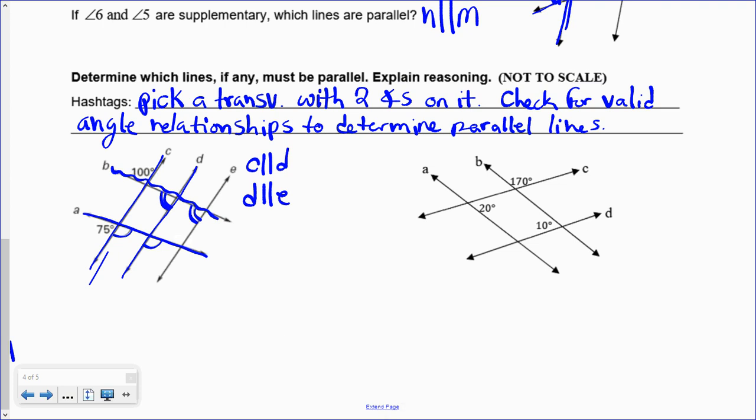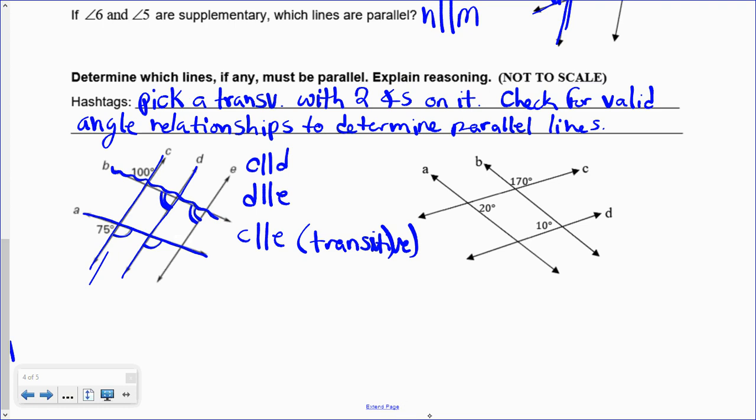Let's pause for a second. Just based on the fact that C is parallel to D and D is parallel to E, C is parallel to E. That's the transitive property. Not transversal, transitive. Right, because there's no transversal that goes directly from C to E with angles. You have to use the transitive property to figure that out.